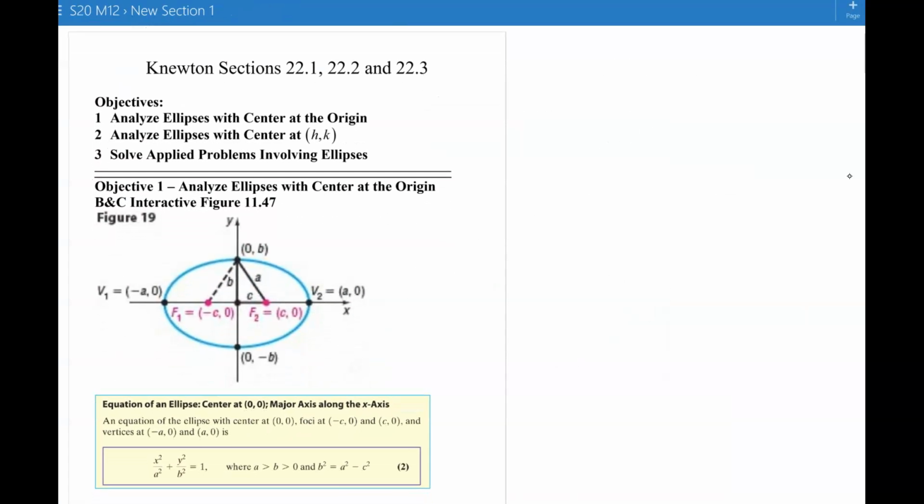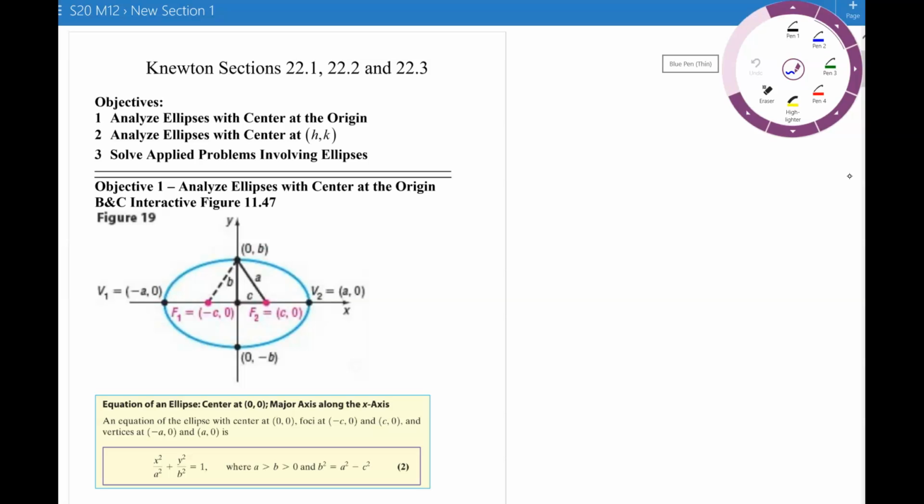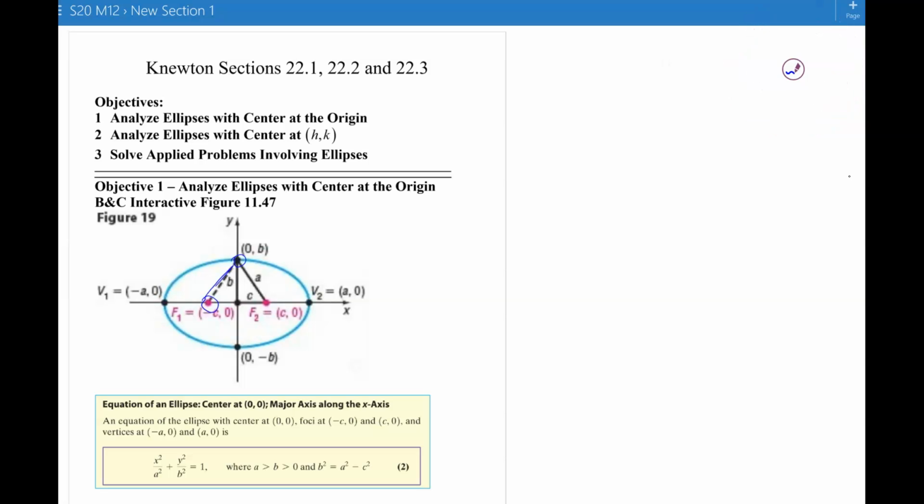So the second type of conic sections that we're going to talk about are ellipses. And when you're making ellipses using a geometric definition, then what we find is that the distance from one focus to any point on the ellipse plus the distance from that point to the other focus, the sum of these two distances stays constant no matter where you are on the ellipse.